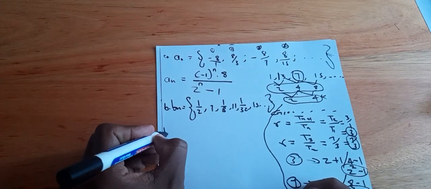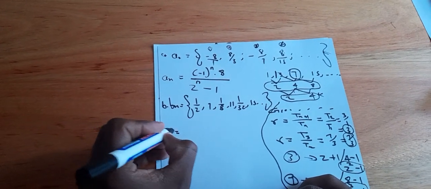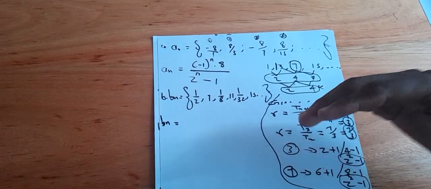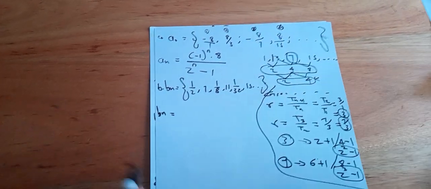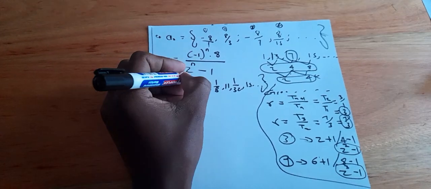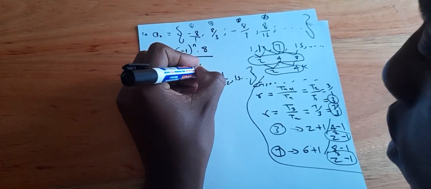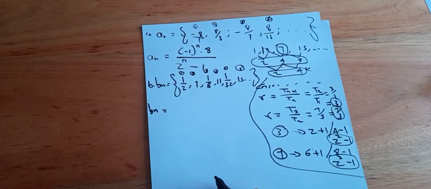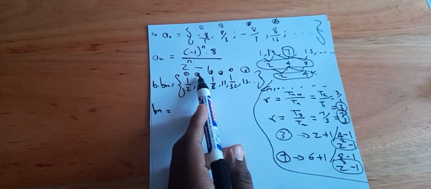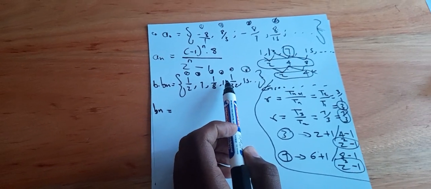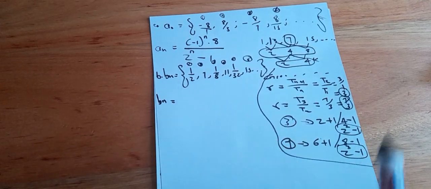So now we check. We need to determine Bn in terms of n. And now when we check, here we have a combination of fractions and positive integers. So I see this is term 1, this is term 2, this is term 3, this is term 4, 5, 6. And now I see that term 2 is 7, an integer. Term 4 is 11, an integer. And term 6 is 15, an integer.